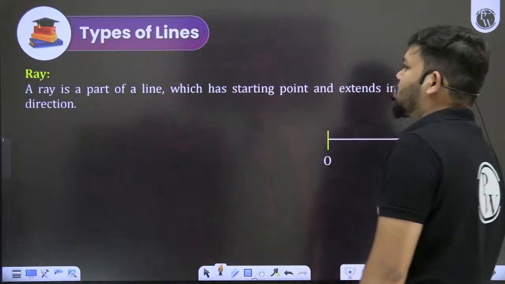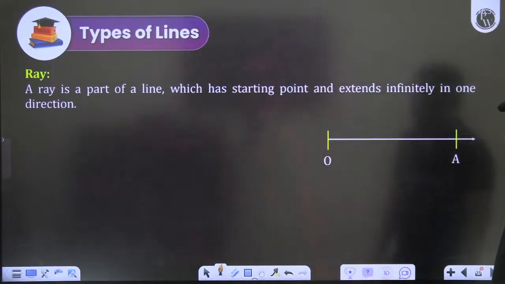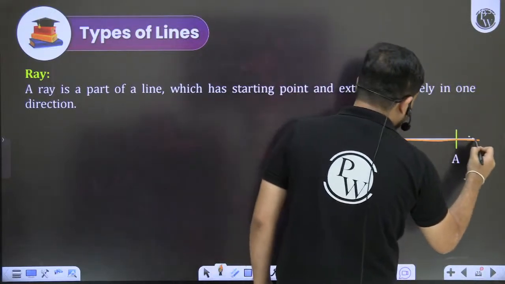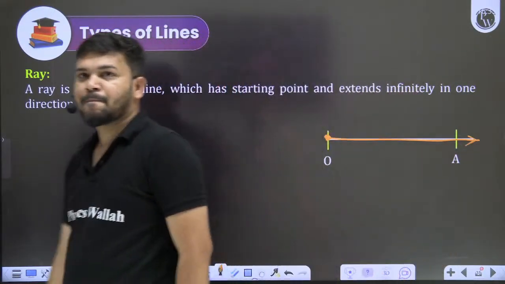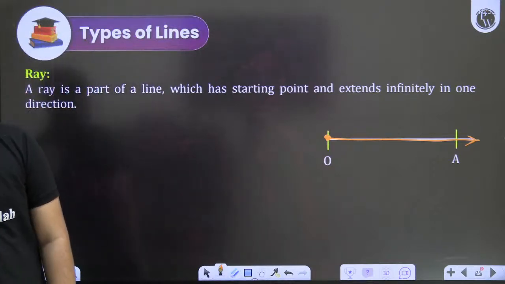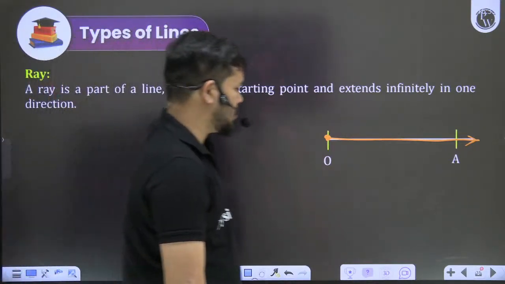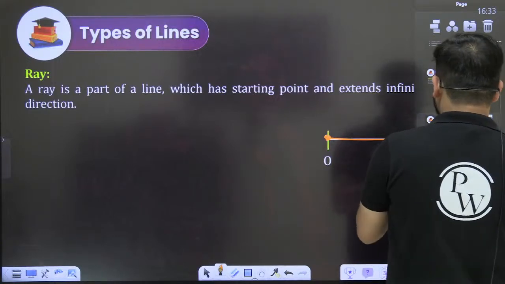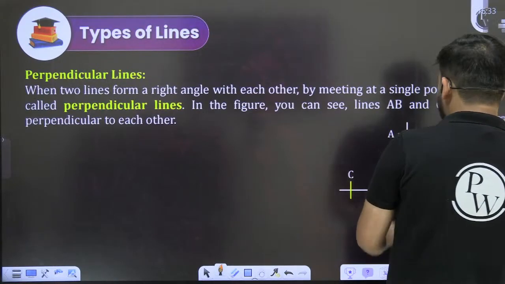Right? Next one, ray. A ray is a part of a line which has a starting point and extends infinitely in one direction. You can see this is the starting point, extending in this one direction. How many endpoints will be there? That is also something they might ask you in the questions.